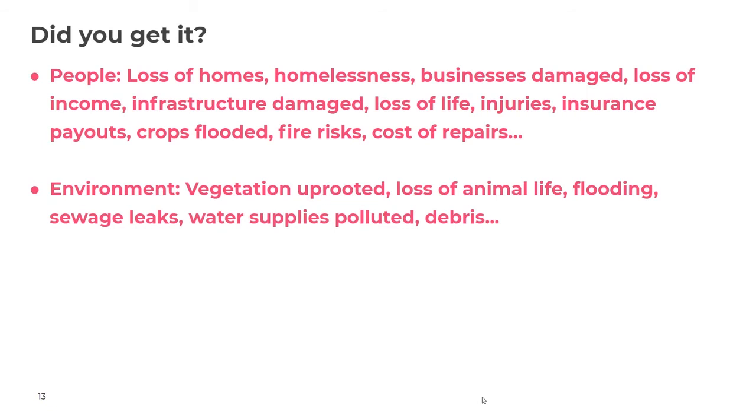Loss of homes, homelessness, businesses damaged, loss of income, infrastructure damaged, loss of life, injuries, insurance payouts, crops flooded, fire risks, cost of repairs. And how do they affect the environment? Vegetation uprooted, loss of animal life, flooding, sewage leaks, water supplies polluted, and debris. So tropical storms can affect people and the environment in lots of very significant ways.